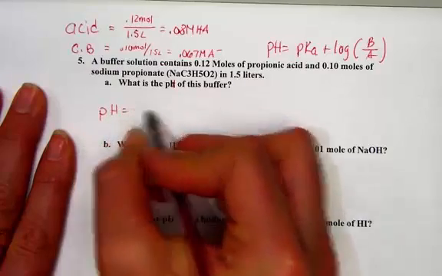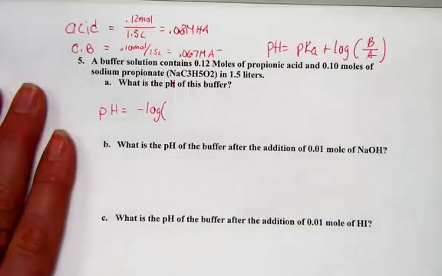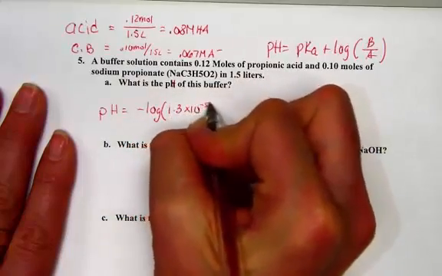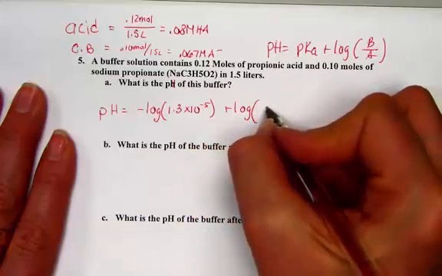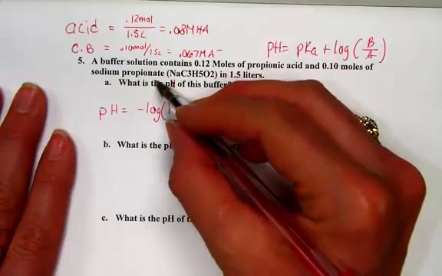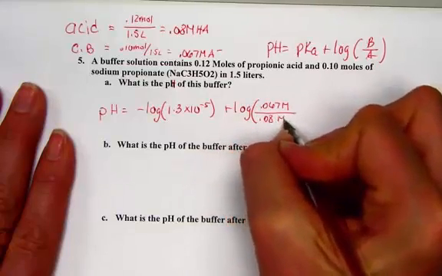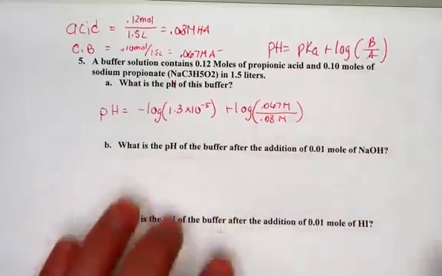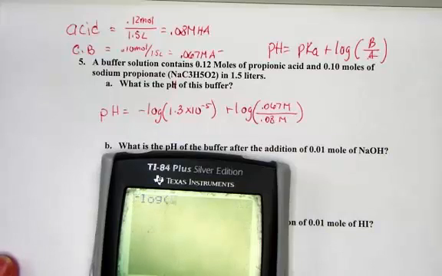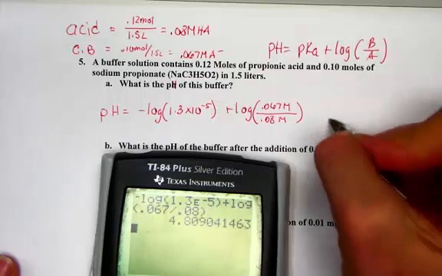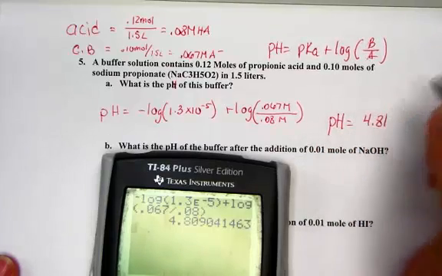To calculate pH, we need pKa. Let me use my Appendix D to find propionic acid, listed in the P's. 1.3 times 10 to the negative fifth, plus the log of the ratio of base over acid. The base is coming from the conjugate base here, sodium propionate, 0.067 molar units, divided by the concentration of our acid, 0.08 molar units, base over acid. Hitting for pH, we come up with negative log of 1.3 E negative 5 plus the log of the ratio of 0.067 divided by 0.08. The pH of this buffered solution is 4.81 pH units.